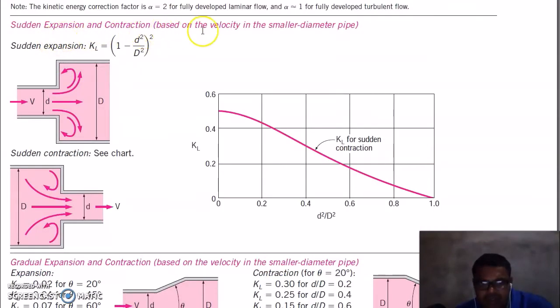So sudden expansion and contraction loss is based on the velocity in the smaller diameter pipe. For sudden expansion, KL is equal to this. There is expansion from the smaller to the larger diameter pipe, and this is for sudden contraction. It is written in a graph of KL versus d square by D square, smaller diameter over larger diameter. You can see KL decreasing as you go to this side, meaning when your diameters are the same, KL is the least. So it is better to avoid sudden contraction and sudden enlargement in a pipe.